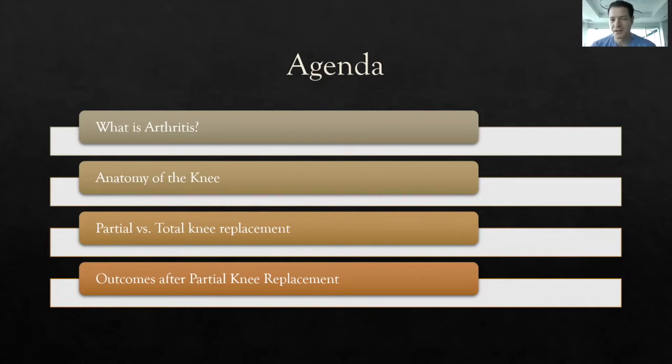And then we're going to talk about partial versus total knee replacement. What are the differences? Why would you do one over the other? And how could you, as a patient, think about these two procedures and which you would prefer if you were a candidate? And finally, we'll end with talking about some of our big studies in orthopedics. What do these say about partial knee replacements versus total knee replacements? And how do these implants hold up over long periods of time?